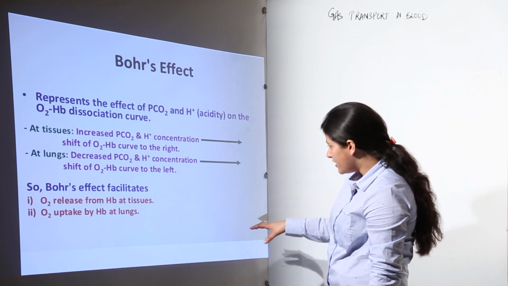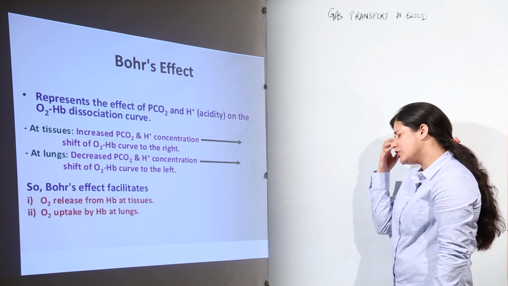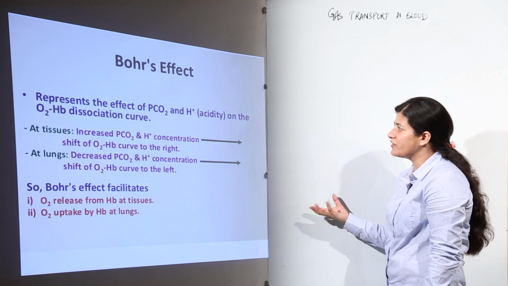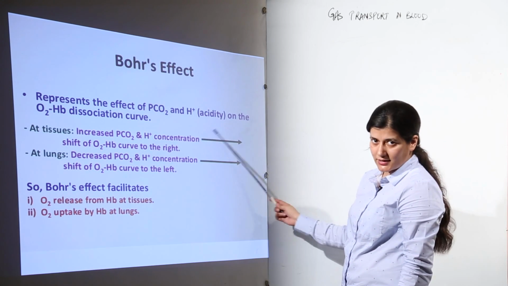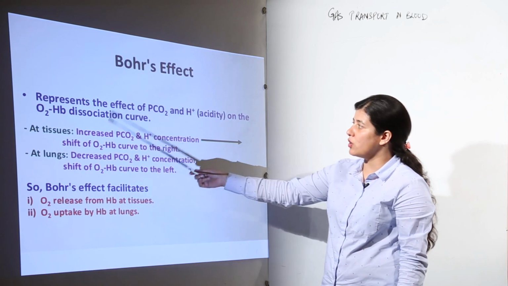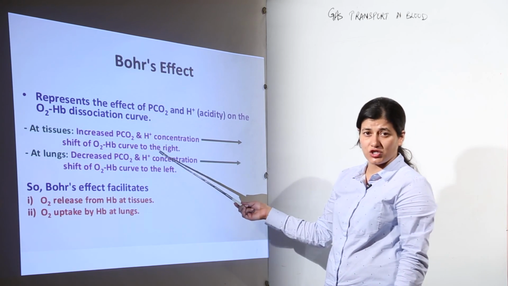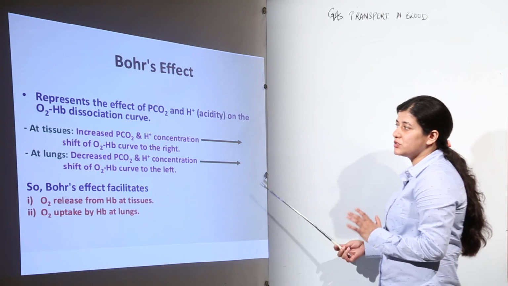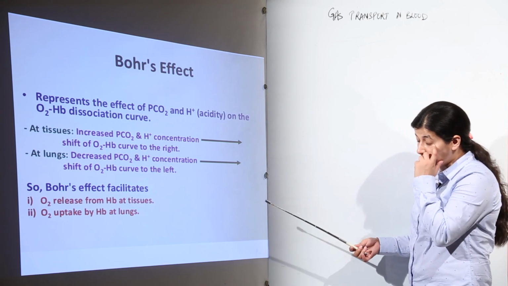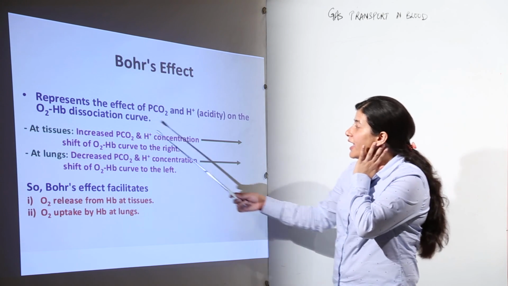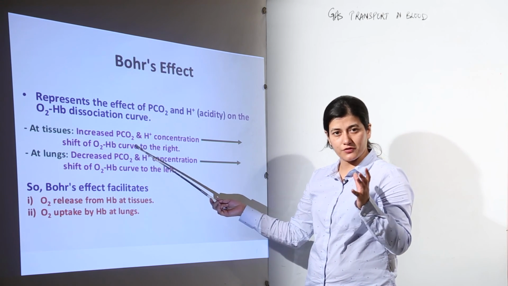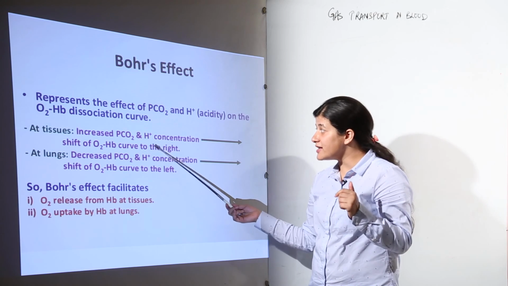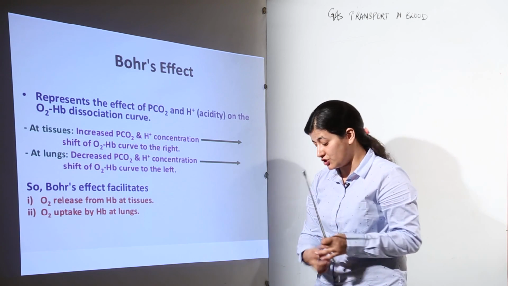Next, we have a cumulative representation of the Bohr effect. It represents the effect of PCO2 and acidity, that is hydrogen ion concentration, on the oxygen hemoglobin dissociation curve. Now try to associate it with the tissues and the lungs, where the shift would be. At tissues, we have increased PCO2, that means the partial pressure of CO2 is more. Moreover, there is increased H ion concentration.